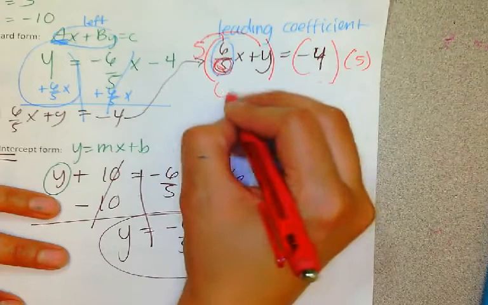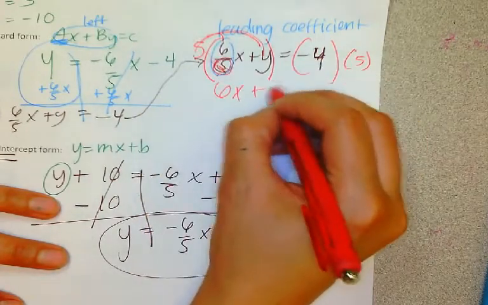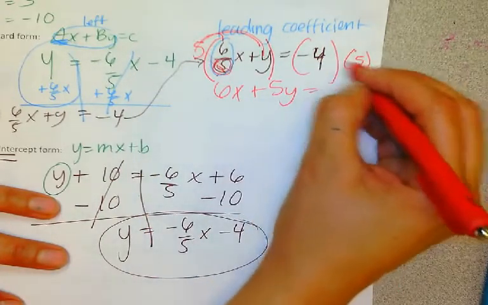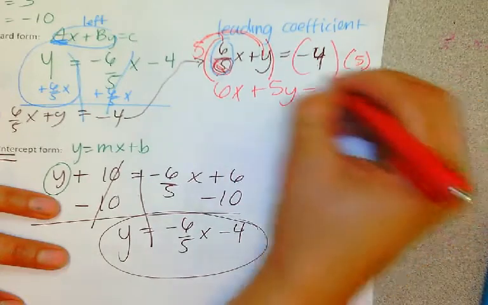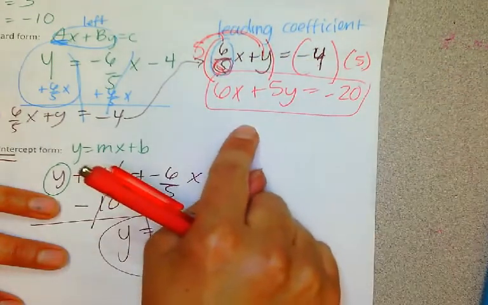So I'm left with the 6. 5 times y would be 5y. And over here, 5 times negative 4 would be negative 20. So that would be standard form.